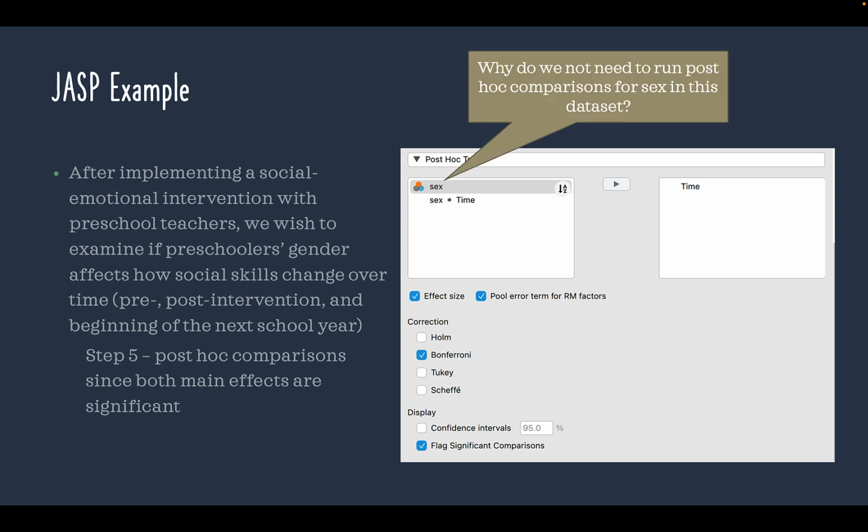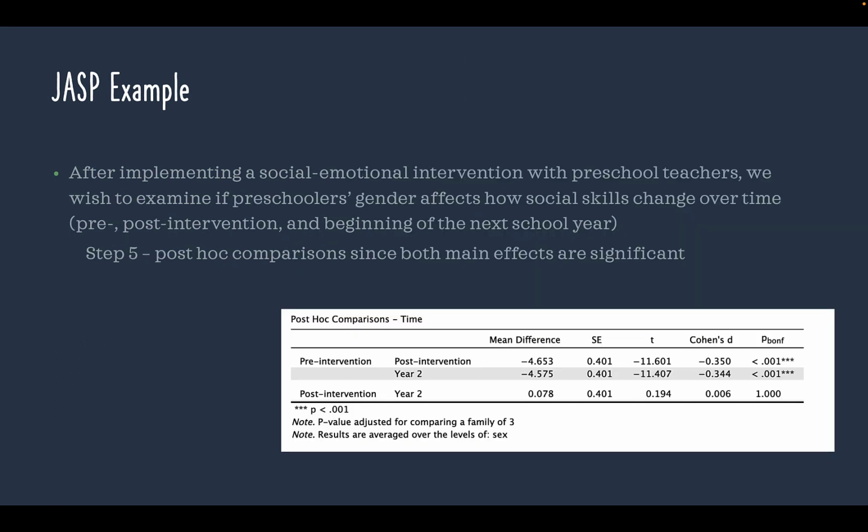All right, why do we not need to run post hoc comparisons for sex in this data set? In this data set, we only have 0s and 1s, or boys and girls, and so there's no reason. Here the Omnibus test is only for that one single comparison, and so it's telling us that there's a significant difference between the boys and the girls. If we had 3 or more genders in this data set, or if we had included intersex in this data set, then we would want to run the post hoc test comparisons.